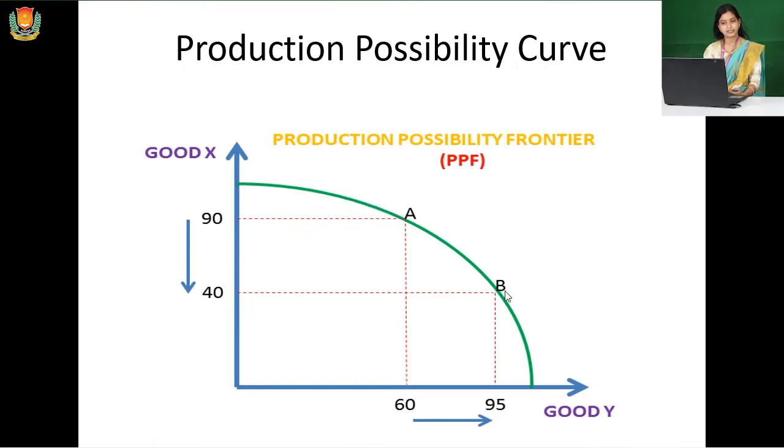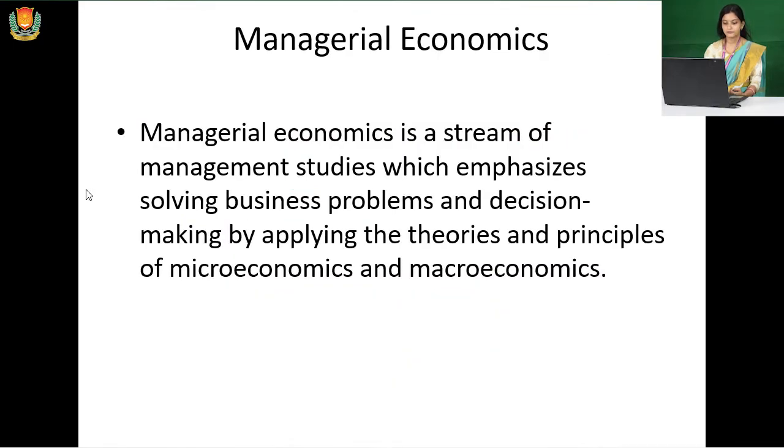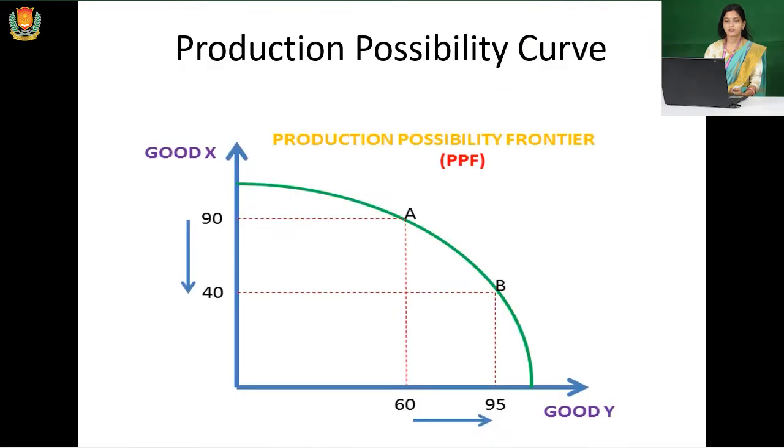All points that fall on this green line, on this curve, is called PPC or PPF, production possibility curve or production possibility frontier. All points that fall on this green line, this is called Pareto efficiency.